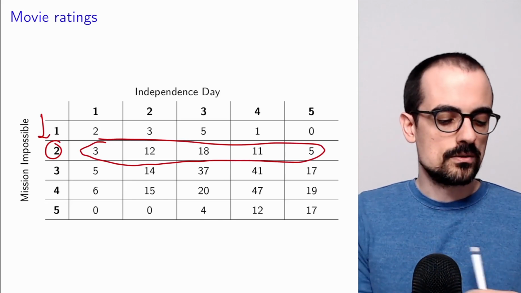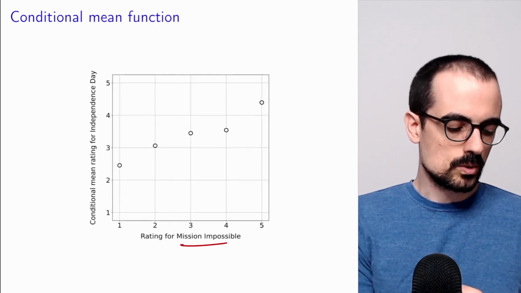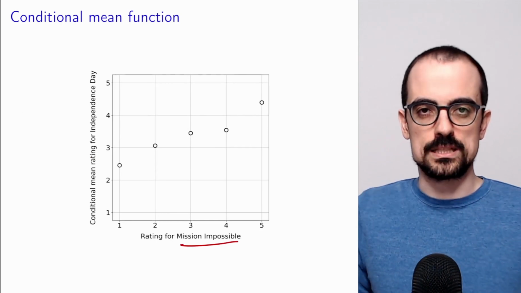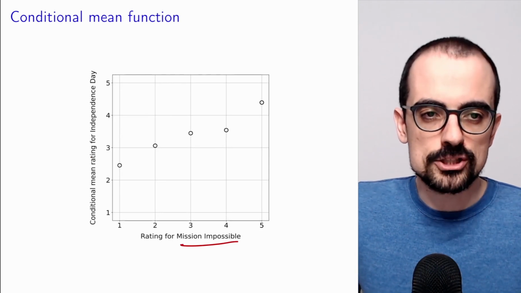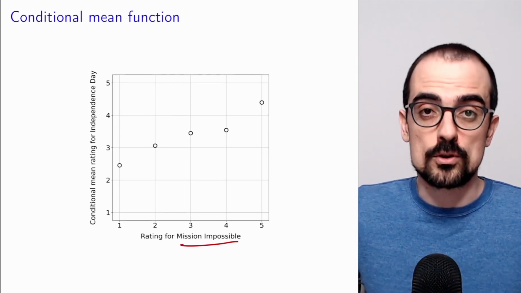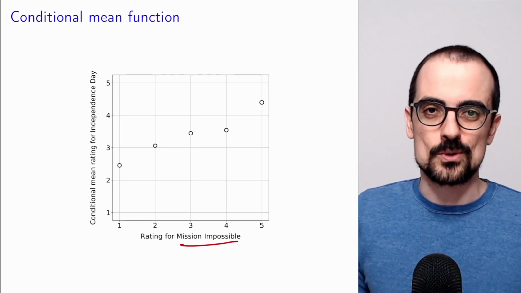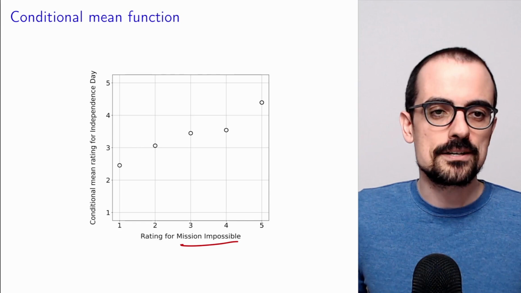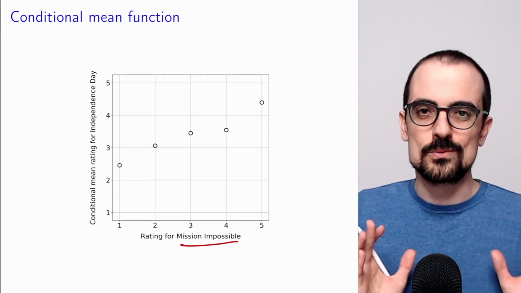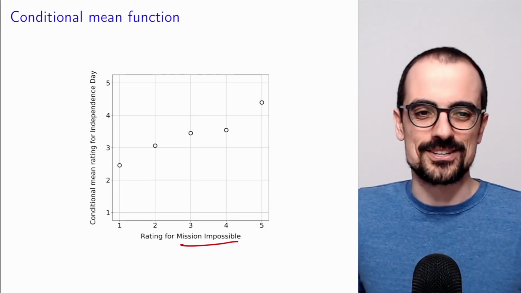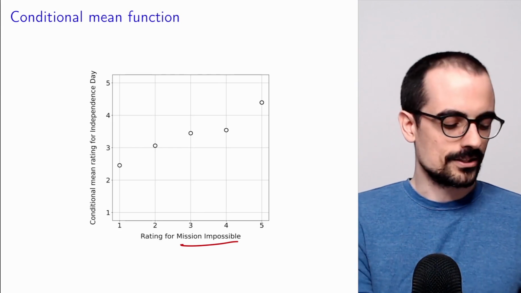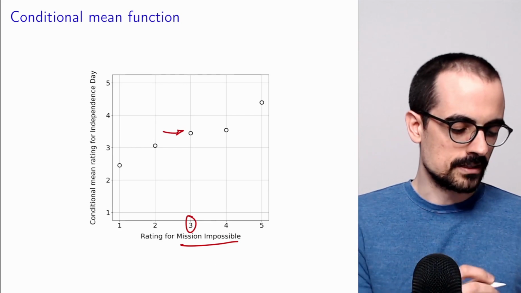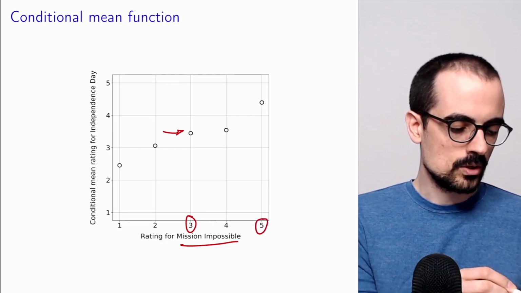If we do this for all the possible ratings of Mission Impossible, we get this function, which is the conditional mean function of the rating for Independence Day given the rating for Mission Impossible, and that's what we would use for regression if we want to minimize mean squared error. We will prove in a moment that this is optimal in terms of mean squared error. But to begin with, let's understand what the estimator actually is. So if someone tells us the rating for Mission Impossible is 3, then we would predict 3.5. If the rating for Mission Impossible is 5, we predict 4.5.